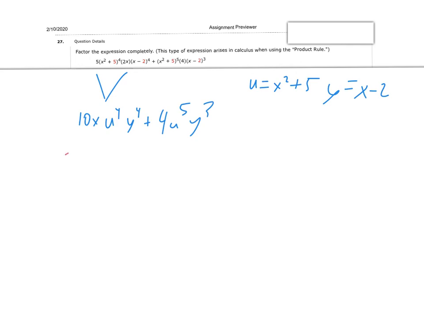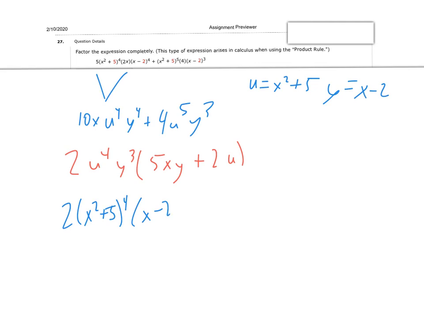So I'm going to GCF here. I'm going to GCF a 2. I'll do u to the 4th. I'll do y to the 3rd. So that'll give me 5x y plus 2u. And so now I'm ready to plug back in. And then this is x minus 2 squared.